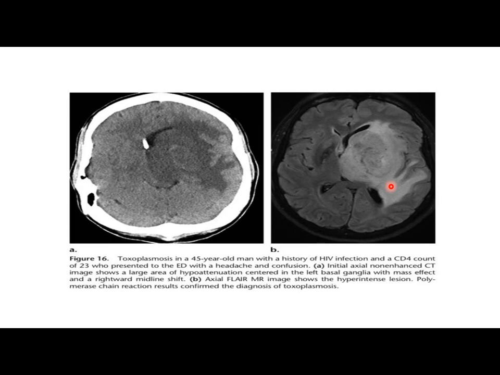And in this case is HIV. In HIV, one of the most common causes of encephalitis is toxoplasmosis. Toxoplasmosis will show this hypoattenuating, this hypodense, sorry, area with edema and mass effect, and this is hyperintense on FLAIR. Hyperintense lesion in the FLAIR. This is a case of toxoplasmosis.